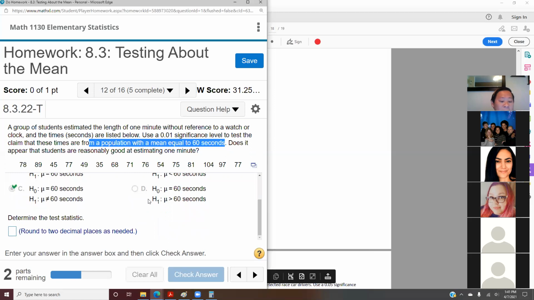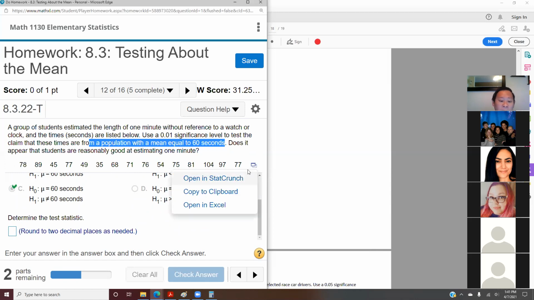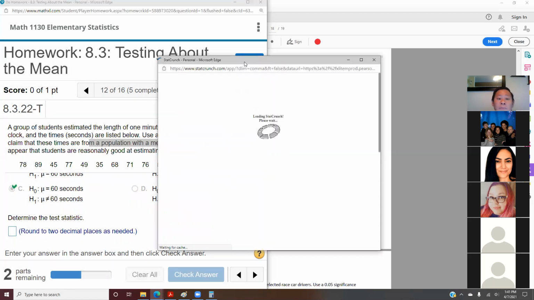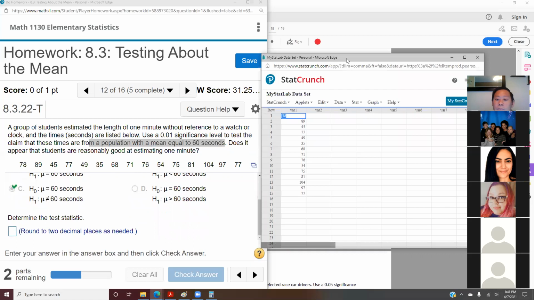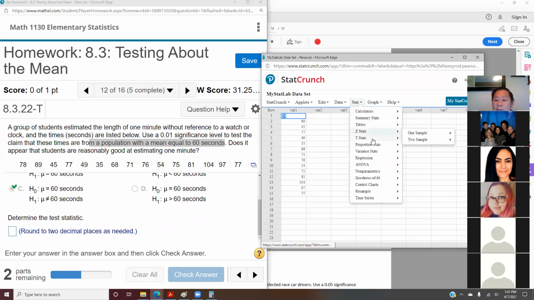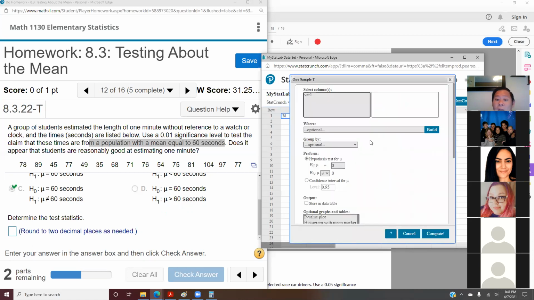Now they ask you for the test statistic. So you do need to import all this data into your StatCrunch. Click on this little folder, open in StatCrunch. And like last time, we go to Stats, One sample. Last time it was with summary. This time you go with data.